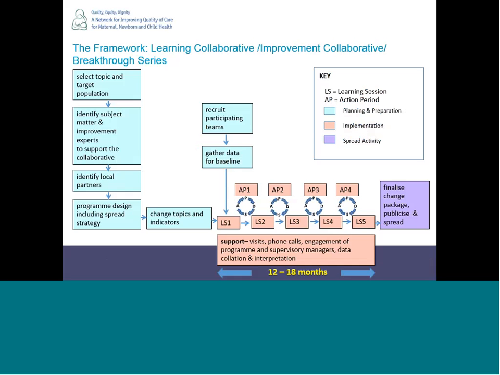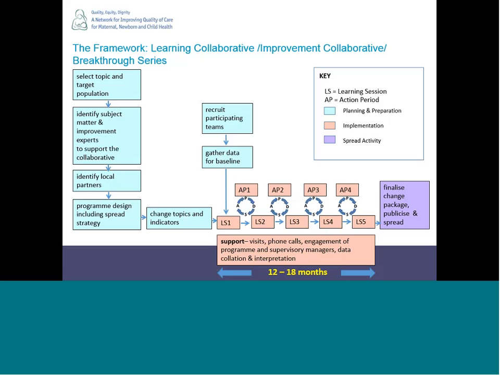They are involving the partners and the ministries. They've identified the indicators that they'll be tracking. They've recruited the participating teams, and they've already gathered baseline data. And then they also go through the implementation phase, which is the time when they actually do activities at facility level and in the district or sub-district or the hospitals.